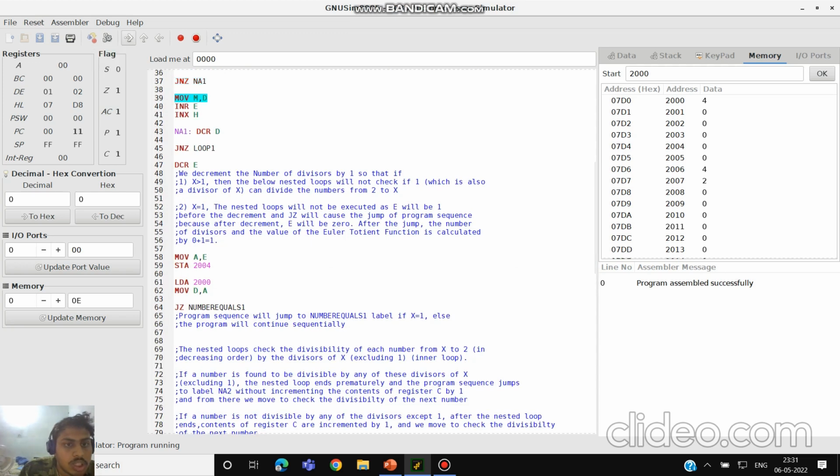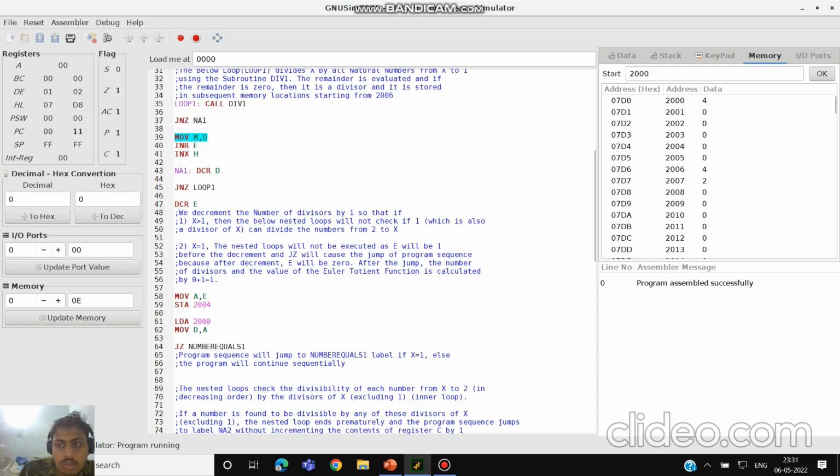JNZ will not jump the program sequence. D will be stored in memory location M, which is pointed to by the HL register pair, which is incremented every time this storage occurs. So now 2008 holds the value 1. The counter has been incremented every time we get a divisor, and now we exit the loop.